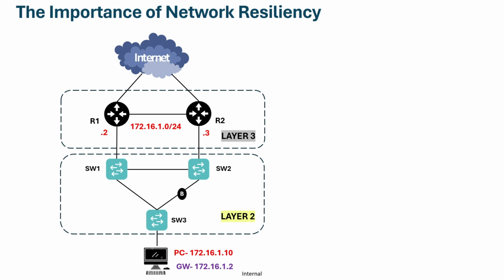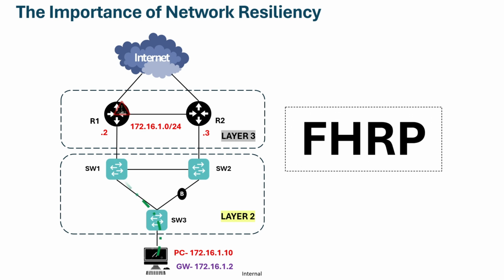Now, what happens if R1 fails, which is the gateway to the PC? The traffic will definitely drop on R1, and it doesn't provide any automatic or seamless gateway transition. So this shows seamless gateway redundancy is very critical and required in our network, which is offered by FHRP.